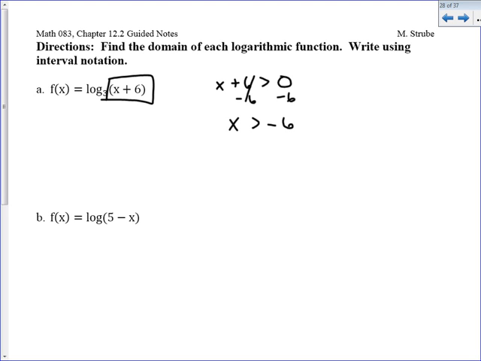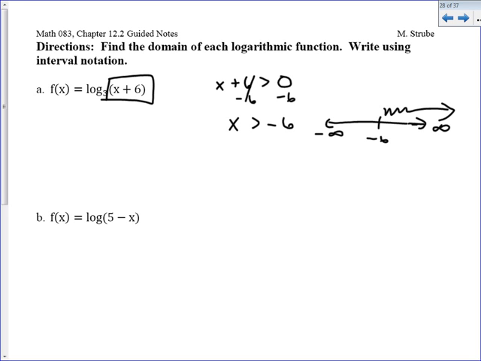But let's read those directions. How do I need to write my answer? Interval notation. So we need to set up an interval that shows x greater than negative 6. If I think on my number line, it goes from negative infinity to positive infinity. Which side of that number line has numbers greater than negative 6? The right side, okay, so we know we're over here. Am I including negative 6 or no? No, because I don't have the equal to.